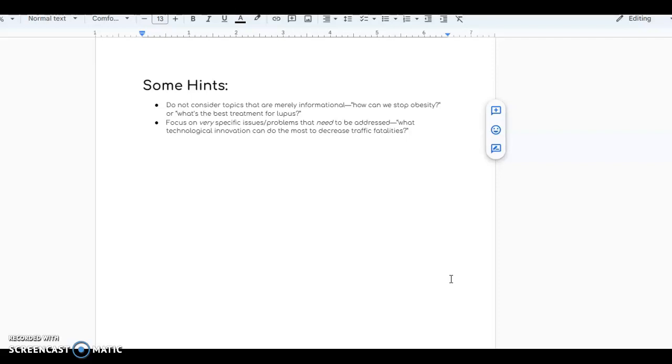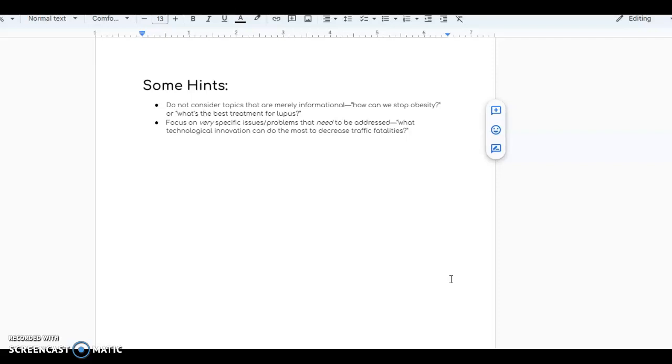Okay. We want to work on things that are investigative, i.e., that we don't know the answer to already. Okay. Very specific issues or problems that need to be addressed. Like what technological innovation can do the most to decrease traffic fatalities? If our practical problem is that traffic fatalities are high, they've gone up, okay, we might ask what technological innovations could we implement nationwide that would have the biggest impact on reducing those traffic fatalities. Okay, that gives us a very specific thing.